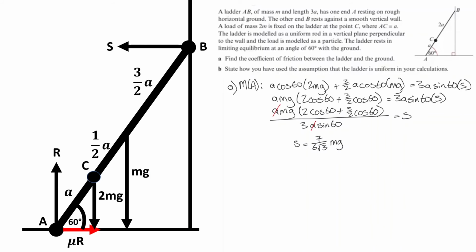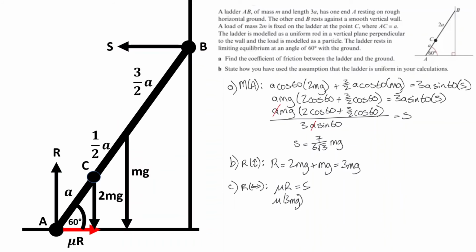Okay, now I've got a value for S. I'm just going to try and find a value for R. We can do that by resolving vertically. Here are the three vertical forces. Up is going to equal down, so R is going to equal 3 mg. So now I've got a value for S and I've got a value for R. I can resolve horizontally. Resolving horizontally says that mu R must equal S.